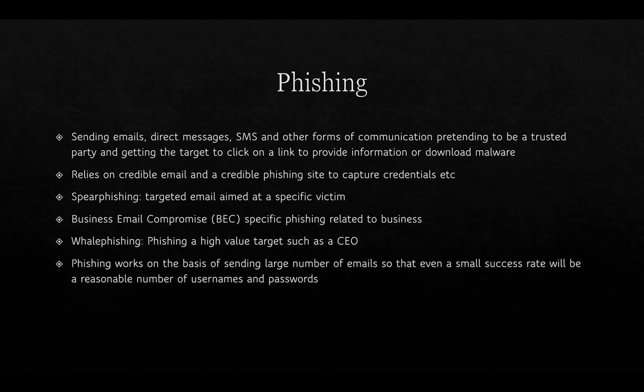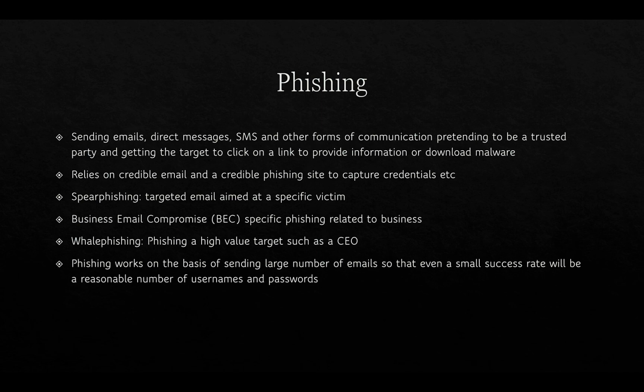So phishing, mentioned before, that's sending emails or direct messages or SMS, pretending to be a trusted party and getting the target to click on a link to provide information or to download malware. So it relies on a credible email and a credible phishing site to capture credentials, and there are various types. So spear phishing is where a targeted email is aimed at a specific victim and it's not just sent out to thousands of people at the same time.